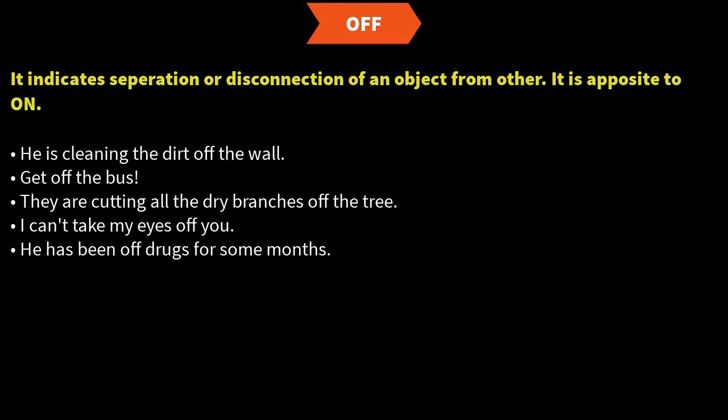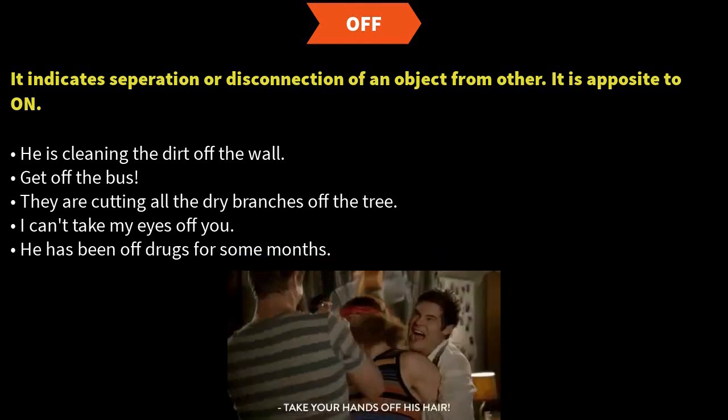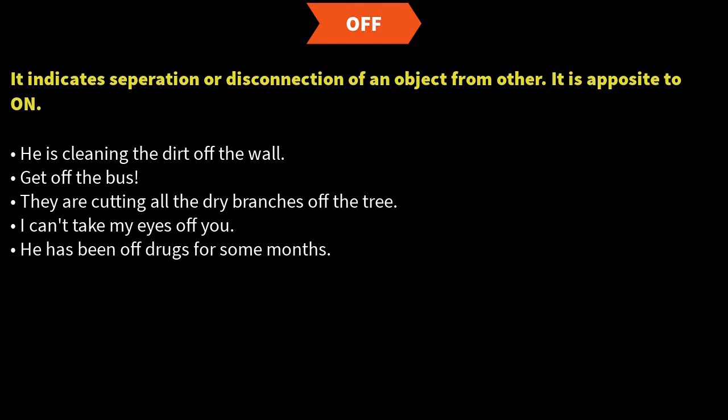He has been off drugs for some months. That means he's not been using drugs. He has been away from them for some months. Getting it? That's how we use this preposition "off", guys. It's very, very simple. Absolutely opposite to the preposition "on", right? Like when the electricity is on, the power is going on, the connection is on. When the light is off, the power is off, the connection is gone, right?